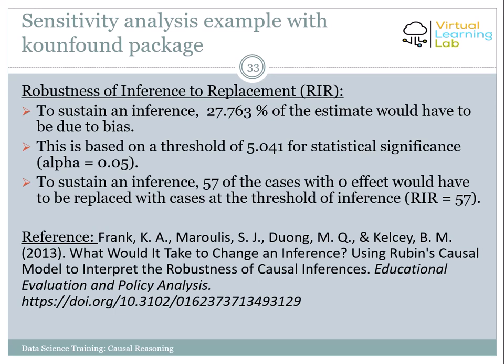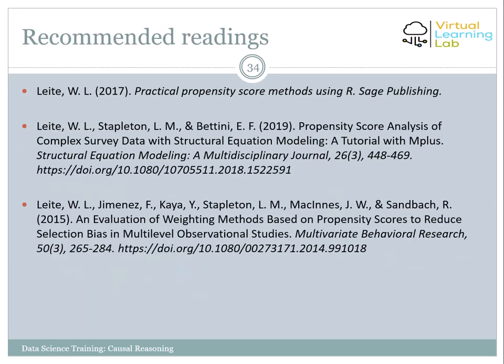So this is the reference for the method. And here there are some additional readings. My book, Practical Propensity Score Methods Using R, has extensive treatment of propensity score weighting, matching, stratification, as well as propensity score methods for multiple treatments and continuous treatments. I also recommend a paper that shows how to do propensity score methods with latent variables, and a paper that shows how to do propensity score methods with multilevel data.